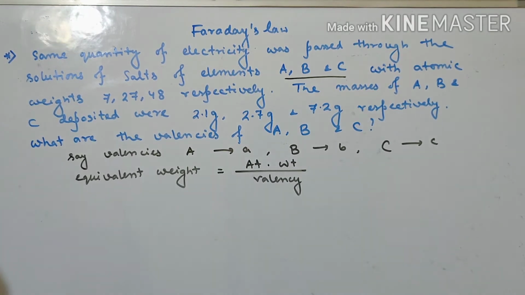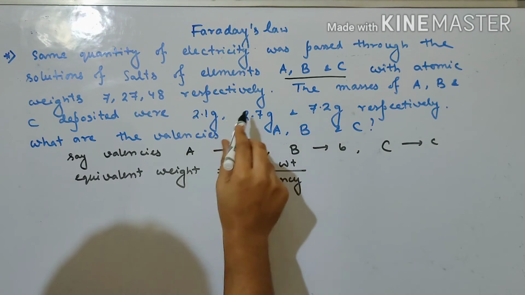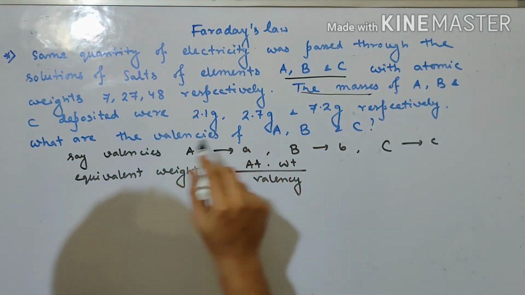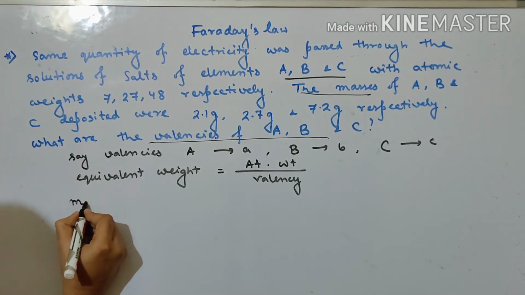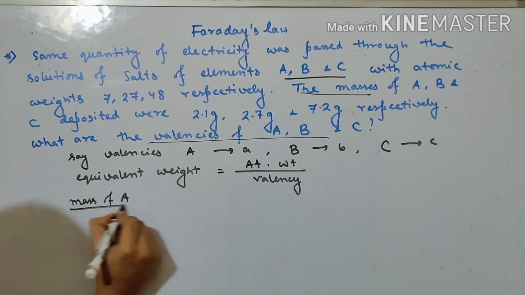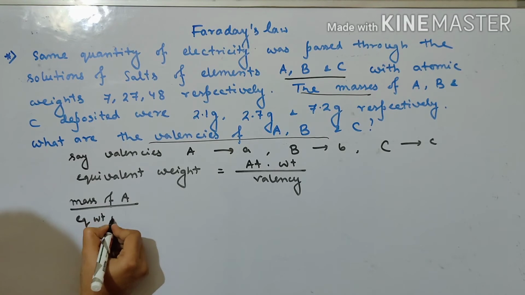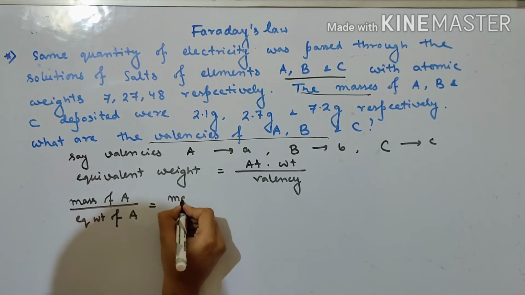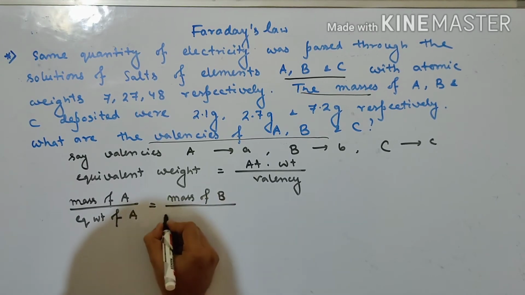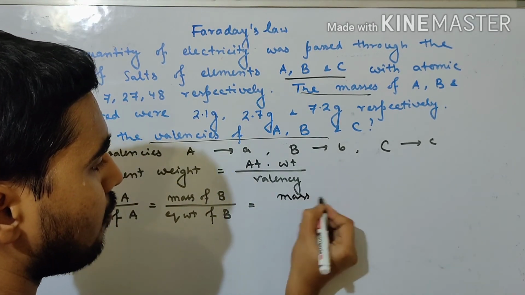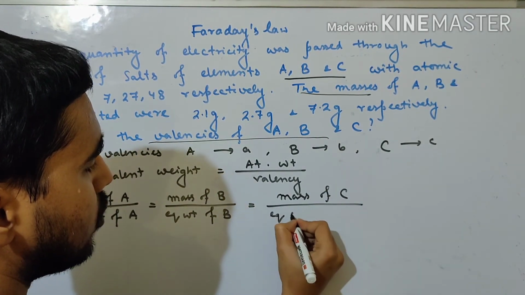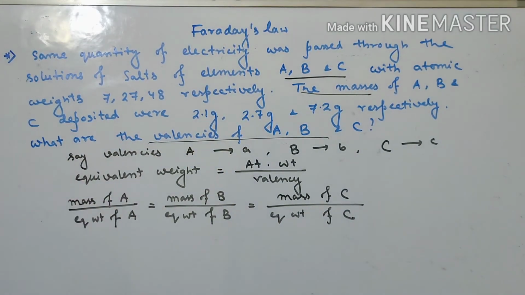Now the masses deposited are given, and if we want to find out their valencies, we can write, as per Faraday's second law, mass of A divided by equivalent weight of A, similarly mass of B divided by equivalent weight of B, is equal to mass of C divided by equivalent weight of C. This mathematical expression of the second law will help us to solve this particular problem.